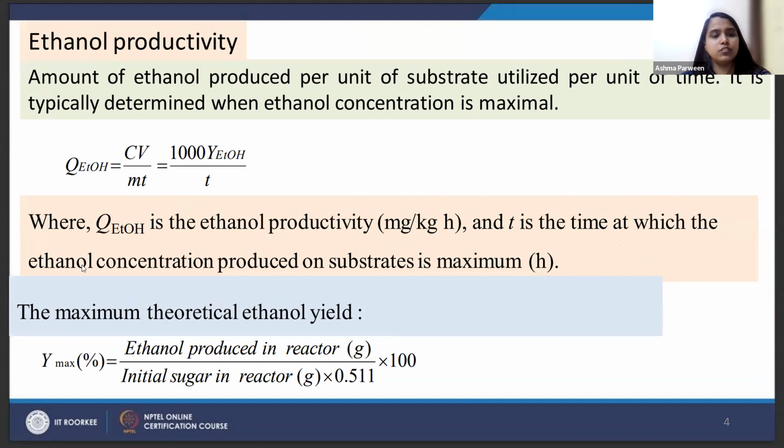We can also calculate the maximum theoretical ethanol yield. It is calculated using the formula: ethanol produced in the reactor divided by initial sugar in the reactor, times 0.511. It is a factor calculated for the conversion of sugar to ethanol.